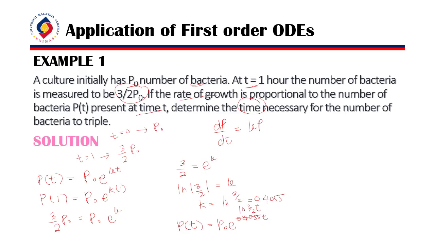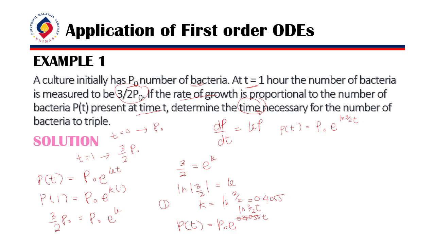This is the first step that I have taught previously. I told you to find the k. We find the k, and then we're going to solve the question. The question here wants us to determine the time. We want t here. So how we're going to do this is, this is the equation, P equals P naught e to the ln 3 over 2 t. This is the equation that we derive.